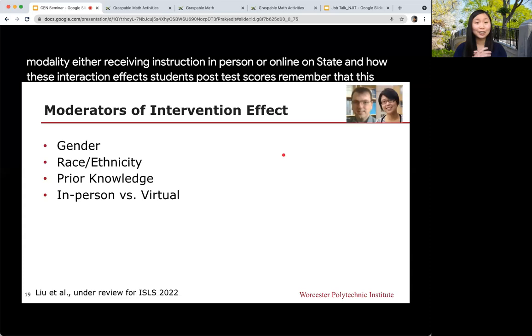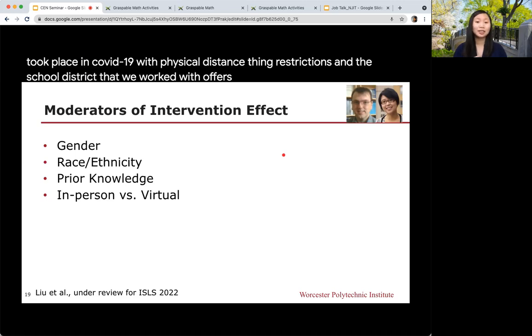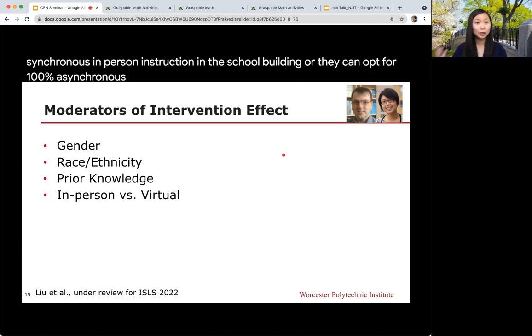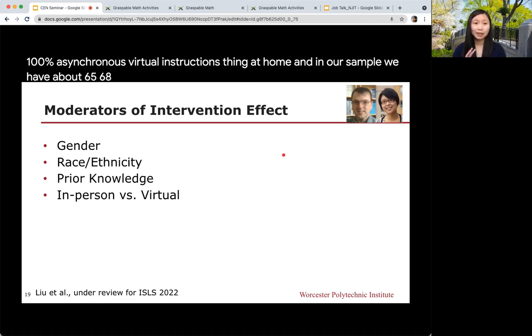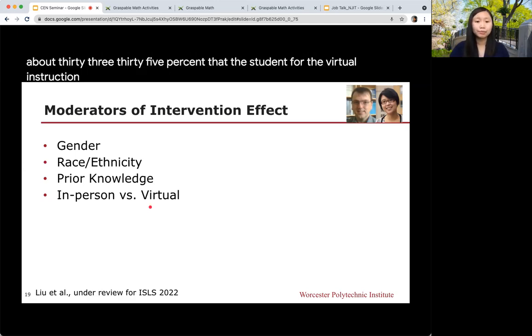Remember that the study took place during COVID-19 with physical distancing restrictions, and the school district that we worked with offers students 100% synchronous in-person instruction in the school building, or they can opt for 100% asynchronous virtual instruction, staying at home. And in our sample, about 65–68% of the students opt for the in-person instruction, and about 33–35% of the students opt for the virtual instruction.